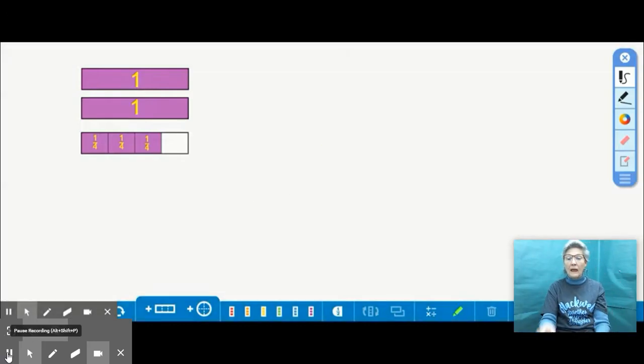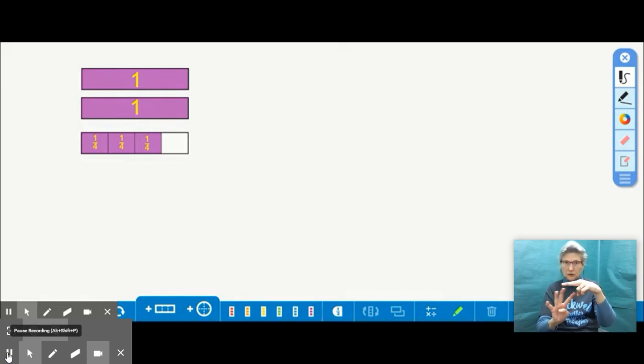This is a model for 2 3/4. You'll see we have 1 whole, 2 whole, and then we have these 3 1/4 pieces, which are 3/4. So how can we use this to help us rewrite 2 3/4 as a fraction? Well, the fraction part of the mixed number, the 3/4, is in fourths.